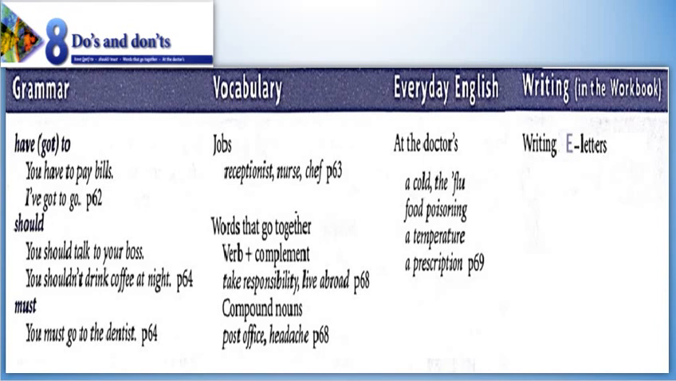In the part of everyday English, we will talk about the words that we use at the doctor's clinic, such as if we have a cold, a flu, or food poisoning, and what the symptoms are. We have a temperature or a headache, a pain in the stomach, and what the doctor writes, a course of prescription. That is on page 69. In the part of writing, which is in the workbook, we will talk about how to write an email, an e-letter.